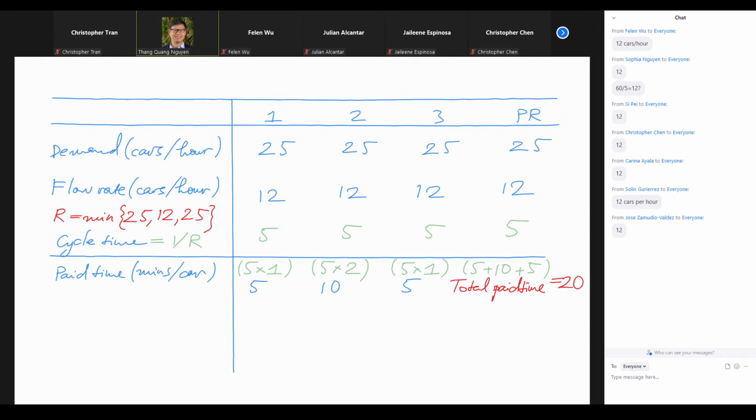We hire workers to work from 8 a.m. to 5 p.m. So if we look at each car, for each car we pay the workers to work for a total of 20 minutes. So that's the pay time.